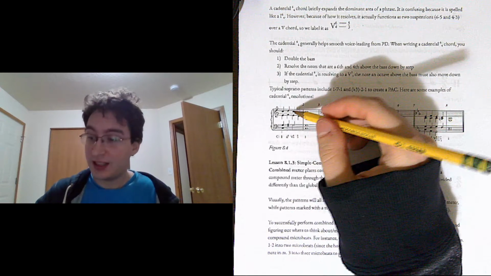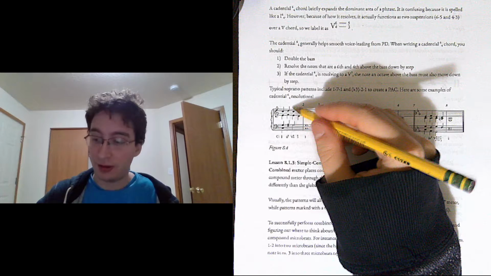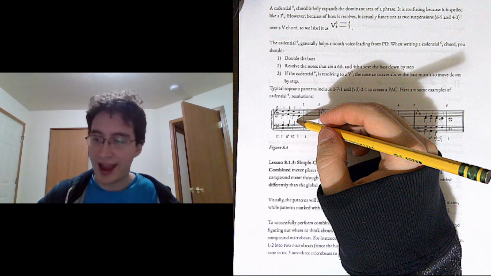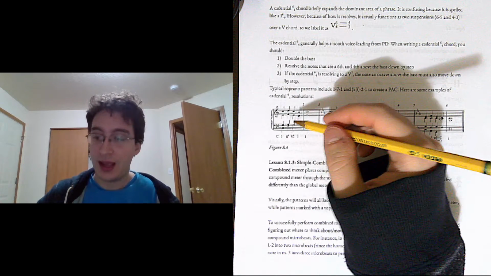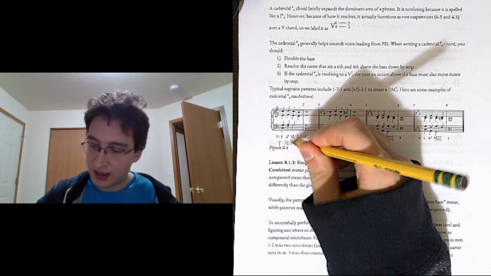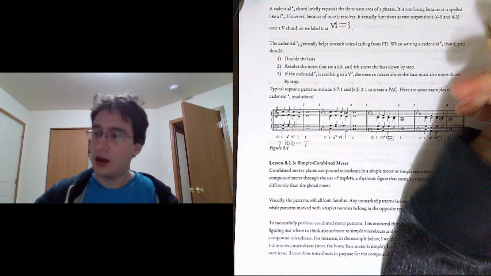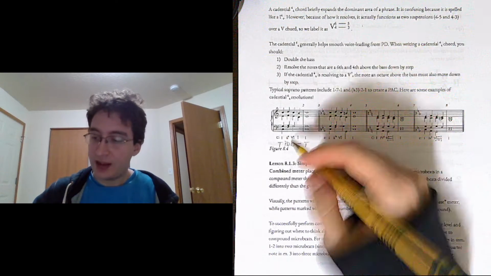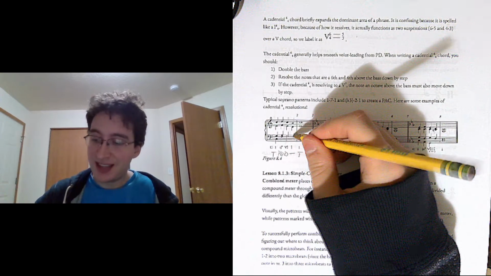So, the cadential 6/4 is spelled like a 1 6/4 triad, but it's definitely in the dominant area of the phrase. We have tonic, predominant, that's dominant, tonic. So it's functioning as a dominant, and the bass stays the same.